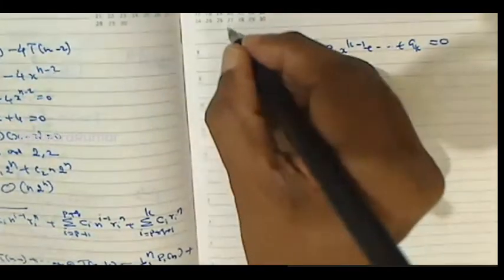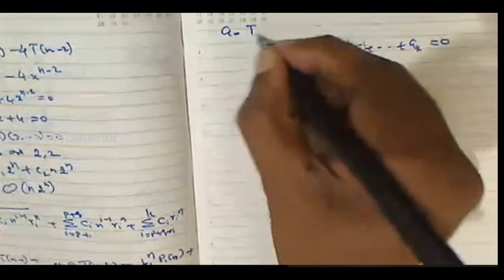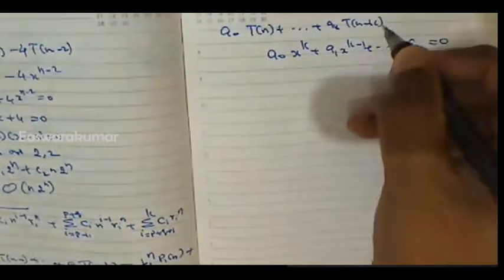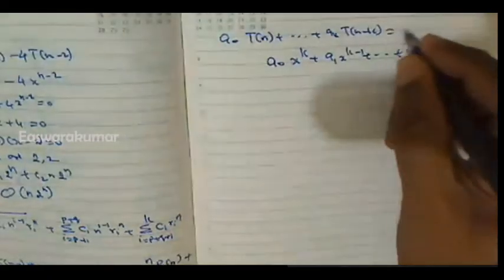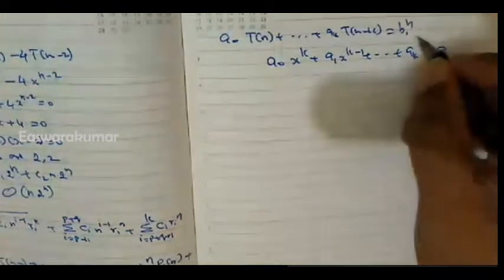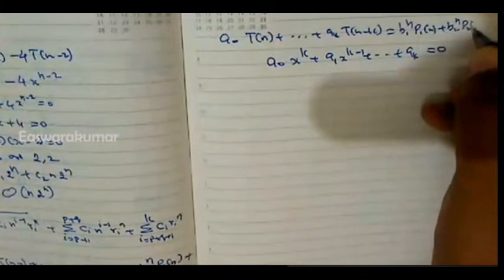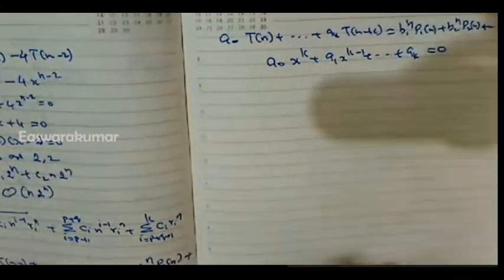Right hand side, first term. Anyway, I think you have noted down or not. Better I can write the equation here. The given inhomogeneous equation is A0 T of n plus etc. plus AK T of n minus K. So that is equal to B1 power n, P1 of n plus B2 power n, P2 of n plus etc. Like that, any number of terms will be there.